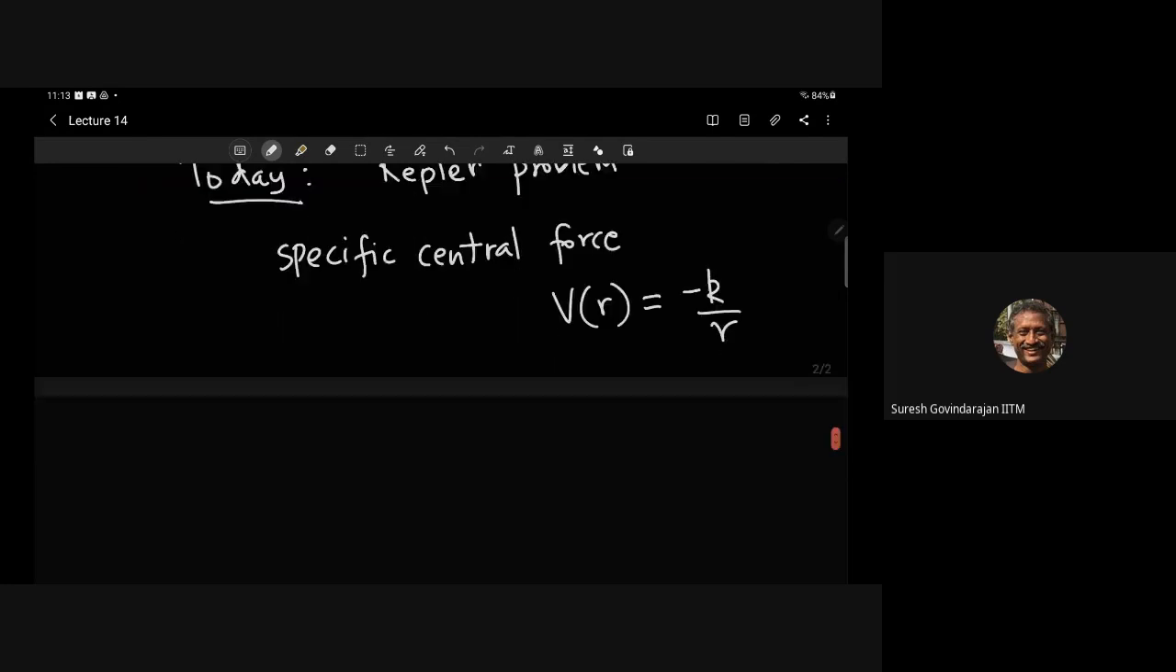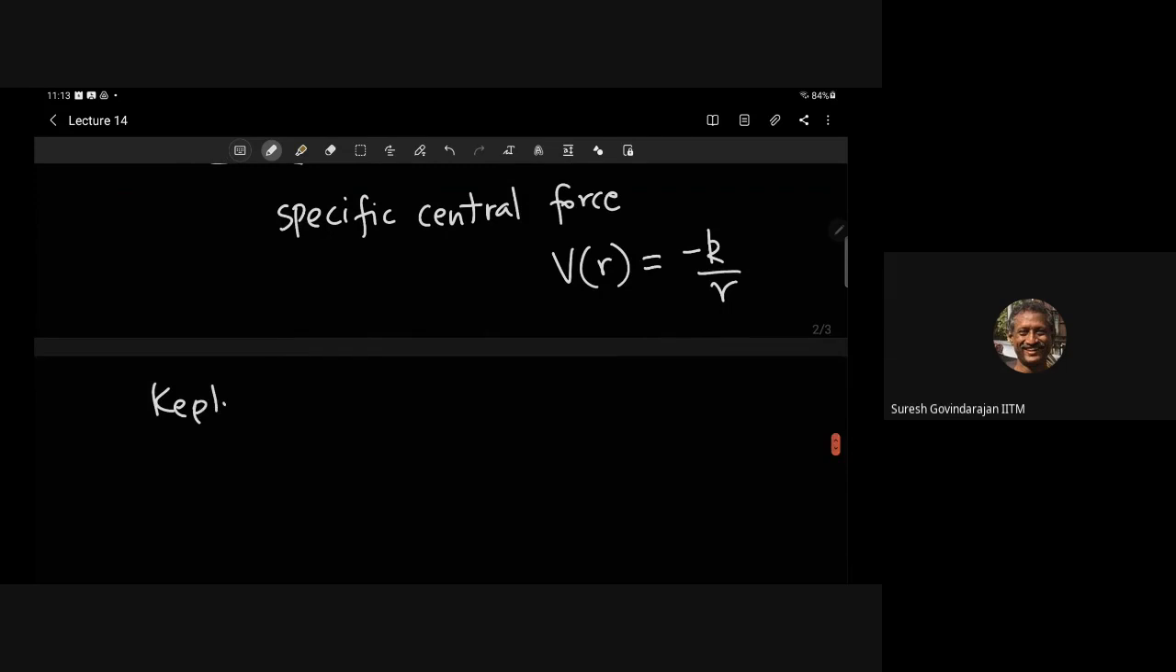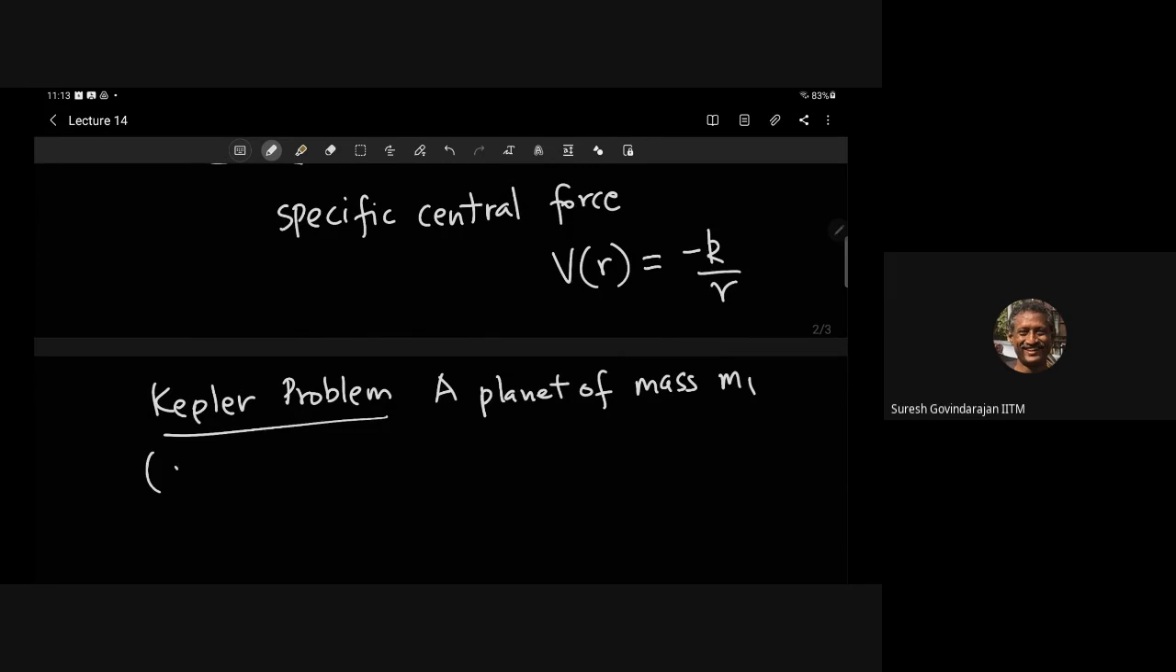But really, the Kepler problem, I'll define it for you. A planet of mass m1 and position r1. I'll make the other one m2. Why leave it as 1? Because that came first. So let's do that.